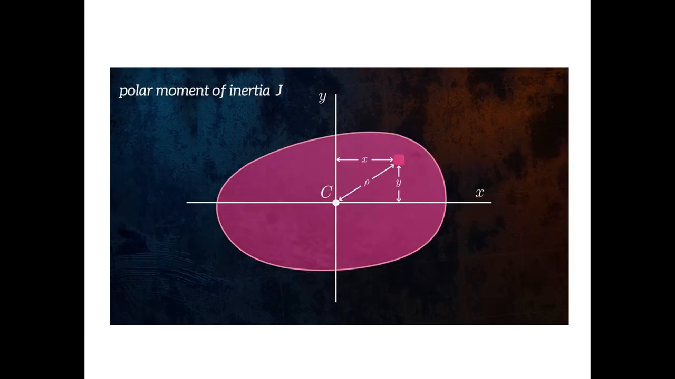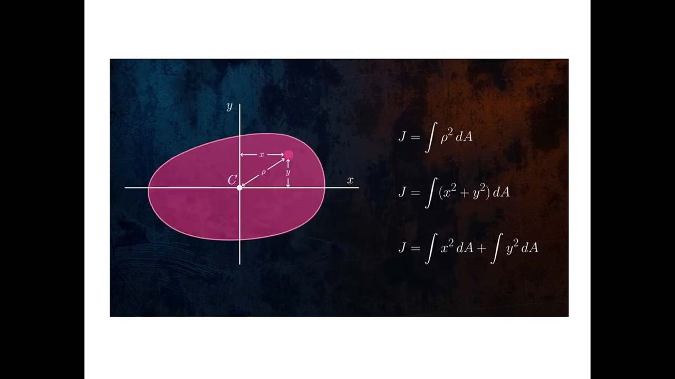So for the polar moment of inertia, we have this differential area in the 3D plane, and instead of taking the perpendicular distance of this differential area from the x or y axis, we will use rho as the distance of this differential area from the reference axis. So polar moment of inertia is represented by J, and instead of using x or y squared, now we have rho squared times the differential area, and this rho squared is basically x squared plus y squared.